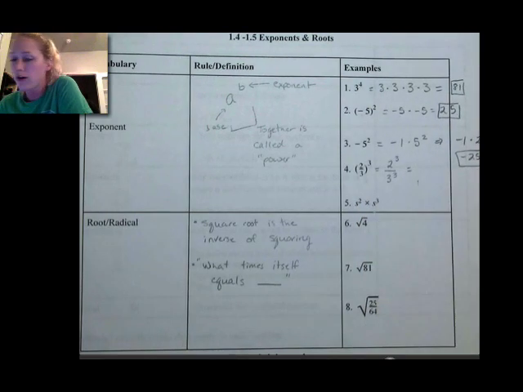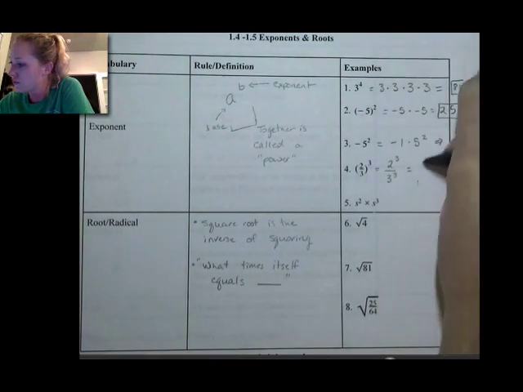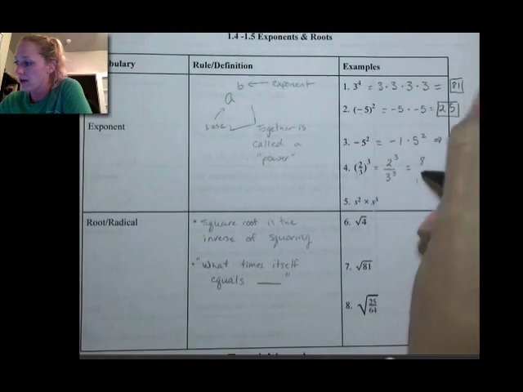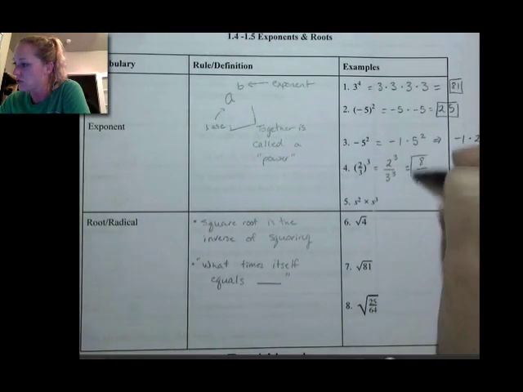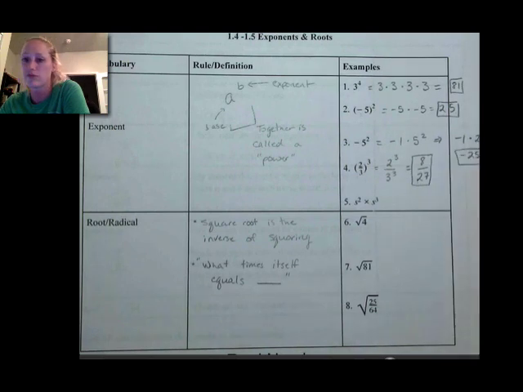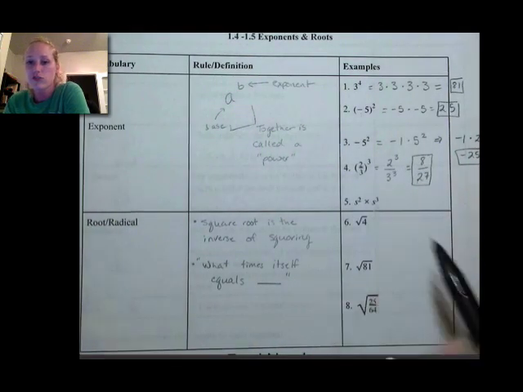Well, 2 to the 3rd power means 2 times 2 times 2, 8. 3 to the 3rd power is 3 times 3 times 3, or 27. So notice I kind of skipped the expanded form in that example. You'll be able to do that once you get better at it. Okay, this is just kind of a sneak peek.